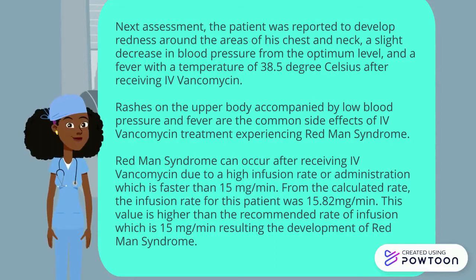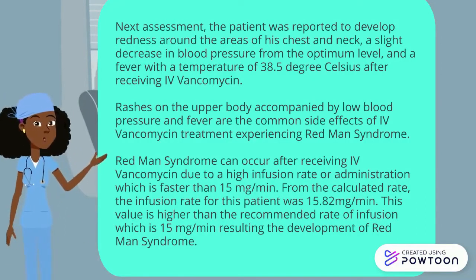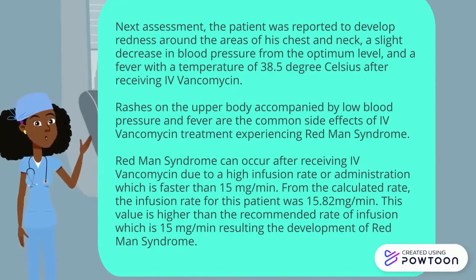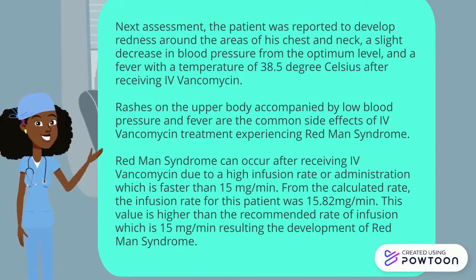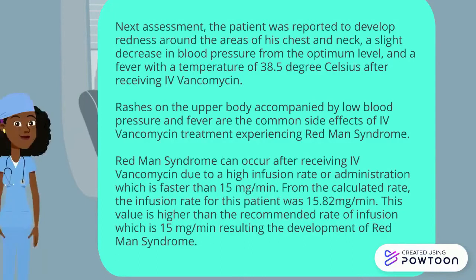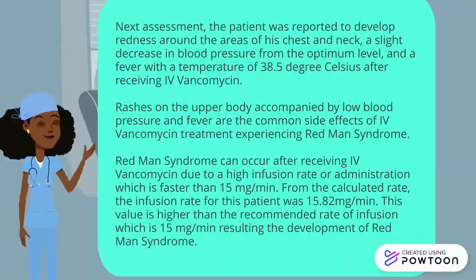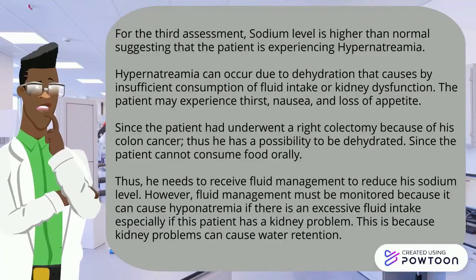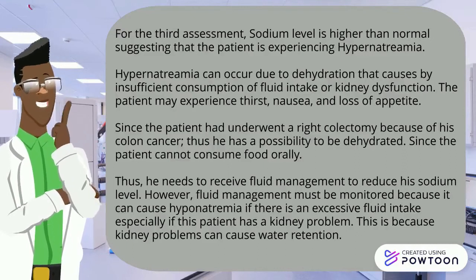Red man syndrome can occur after receiving IV vancomycin due to a high infusion rate of administration, which is faster than 50 mg per minute. From the calculated rate, the infusion rate for this patient was 15.82 mg per minute. This value is higher than the recommended rate of infusion, which is 15 mg per minute, resulting in the development of red man syndrome. For the third assessment, the sodium level is higher than normal, suggesting that the patient is experiencing hypernatremia.